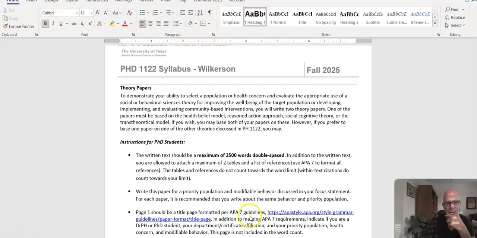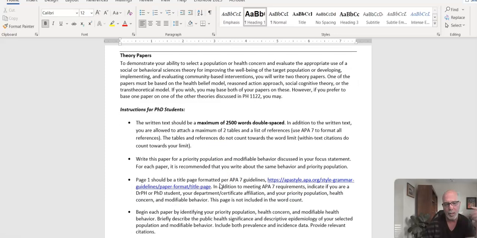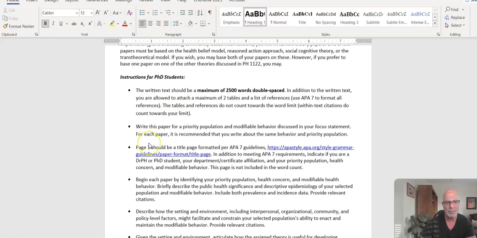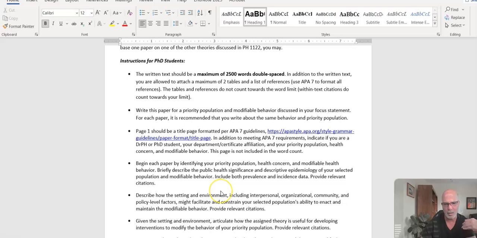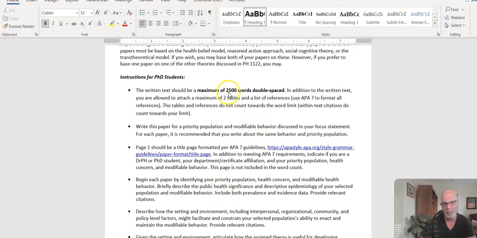So the first thing to keep in mind is we are grading based off of these instructions. And so we've had a couple of people say, well, I want a rubric. Well, here's your rubric right here, guys. Look at this bulleted list. This is what we're grading on, right? So if it says a maximum of 2,500 words double spaced and you don't submit something that is 2,500 words or fewer and double spaced with at least 2 tables and APA, you're going to lose points, right? Because that's what we're grading on, right?